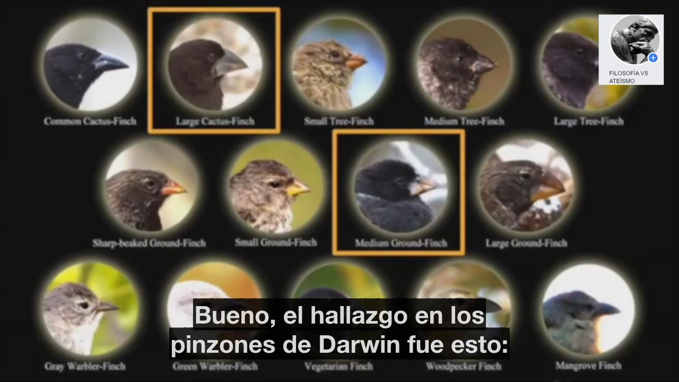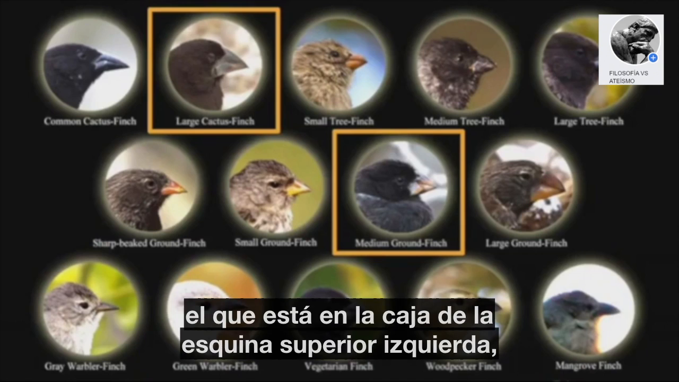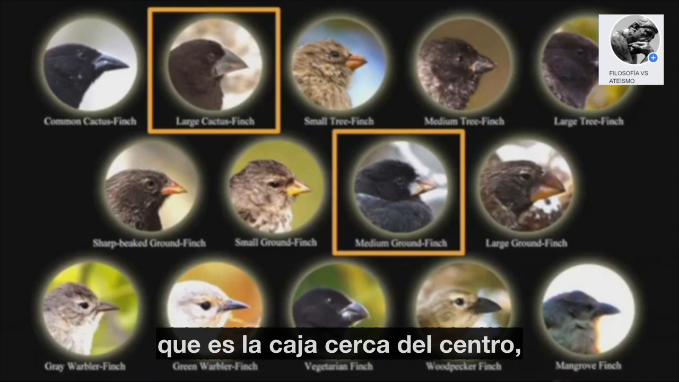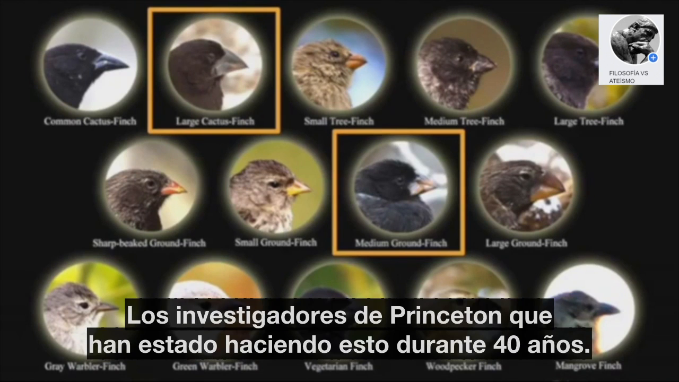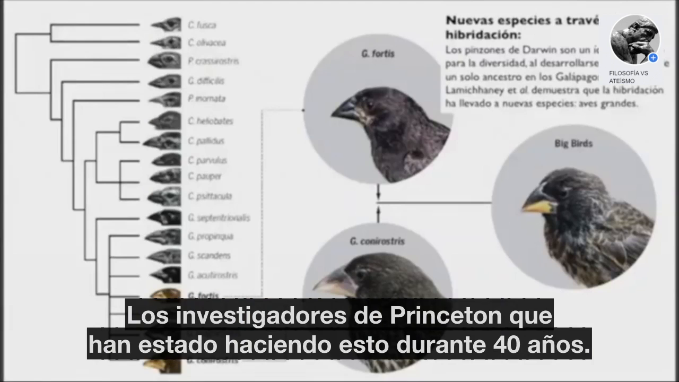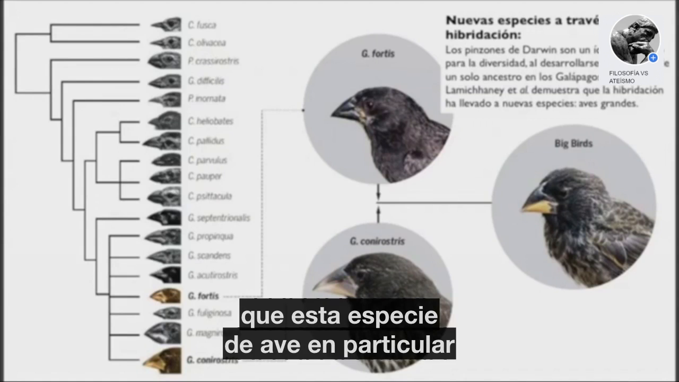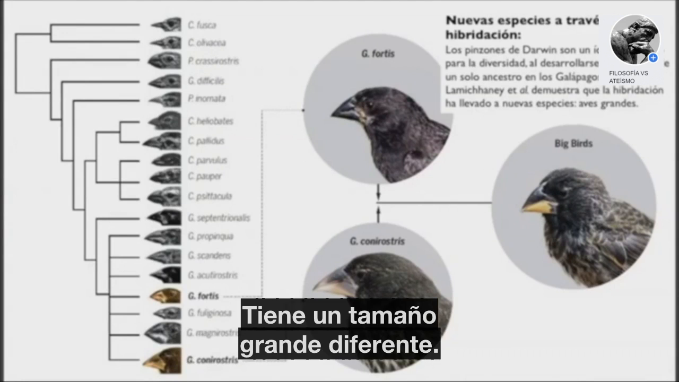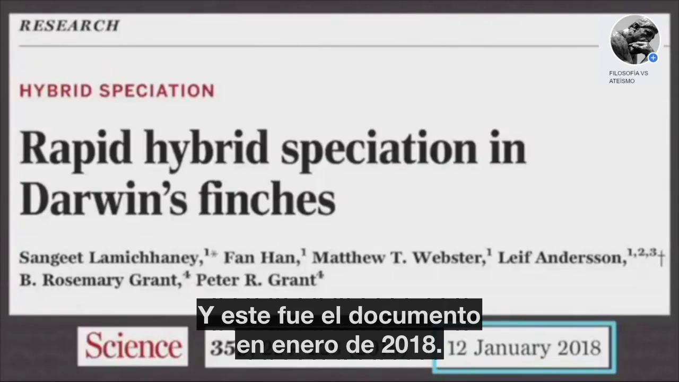Well, the finding in Darwin's finches was this. In 1981, a male of the large cactus finch, in the box on the upper left, mated with several females of the medium ground finch, which is the box near the center. And one particular lineage, which Peter and Rosemary Grant, the Princeton researchers who've been doing this for 40 years, call the big bird lineage. What they observed over time was that this particular bird species became reproductively isolated, genetically distinct, and morphologically distinct. It's got a different beak size. So everything that defines a new species has been identified here, and this was the paper in January 2018.